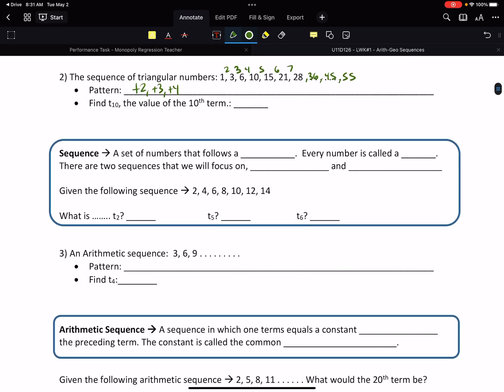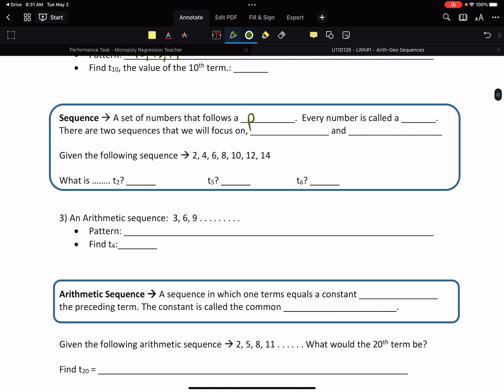So a sequence is a set of numbers that follows a pattern. Every number is called a term. And we're going to focus on two: an arithmetic sequence or a geometric sequence. So just getting a really basic idea: T2, what's the second term? In this case, 4. T5, fifth number, 10. T6, 12. So that's just labeling the term in the scenario.